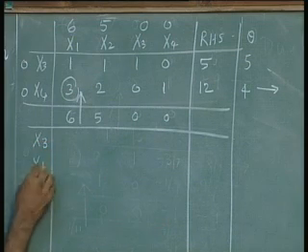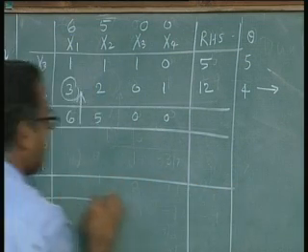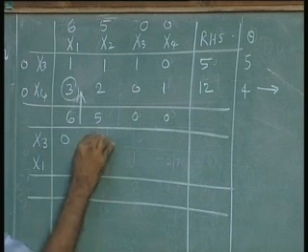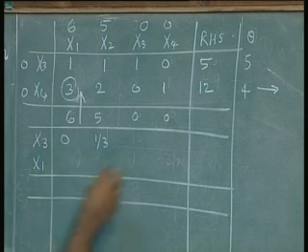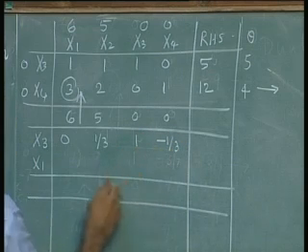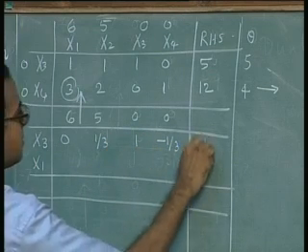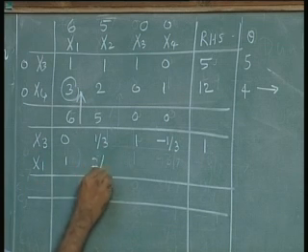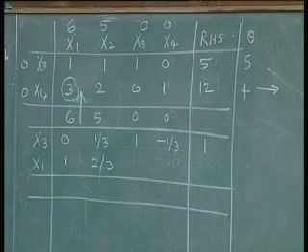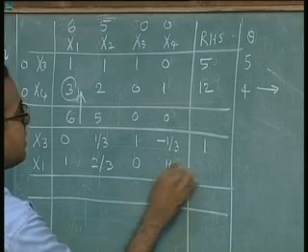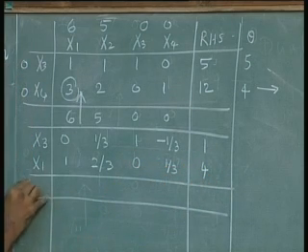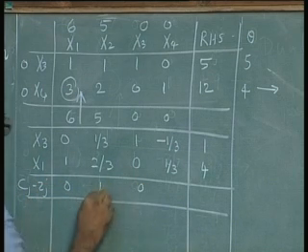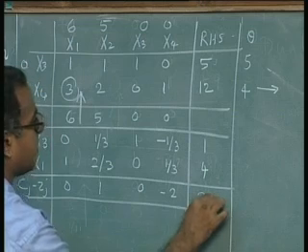I have x3 and x1 here. Zero, 1 by 3, 1, minus 1 by 3, 1, and 1, 2 by 3, 0, 1 by 3, 4. Cj minus Zj will be 0, 1, 0, minus 2, and 24.